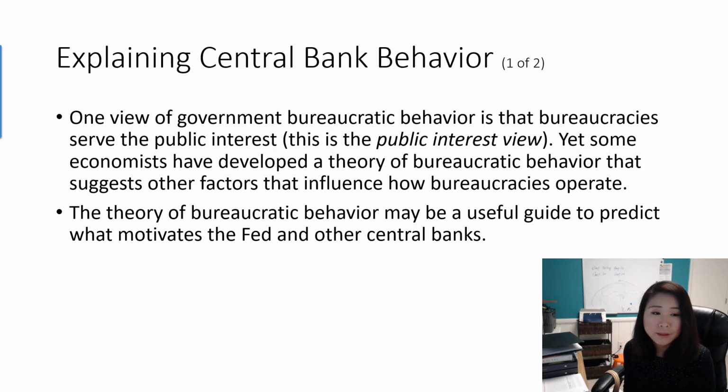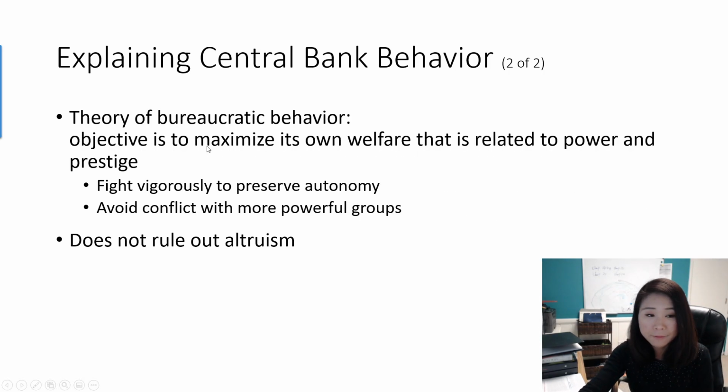One view of government bureaucratic behavior is that the bureaucracy serves the public interest. Yet some economists have developed a theory of bureaucratic behavior that suggests other factors influence how a bureaucracy operates. So the theory of bureaucratic behavior may be a useful guide to predict what motivates the Fed and other central banks. How does this theory help us understand the main drive of the central banks to make a decision, or their behavior?